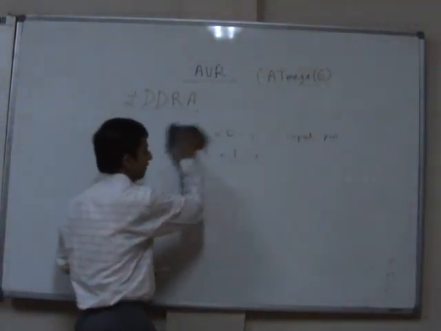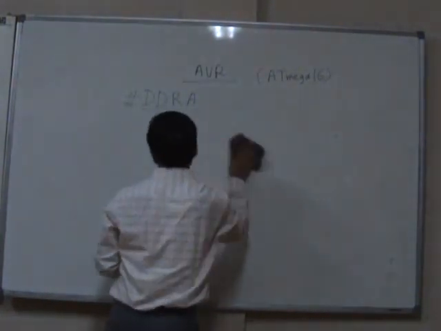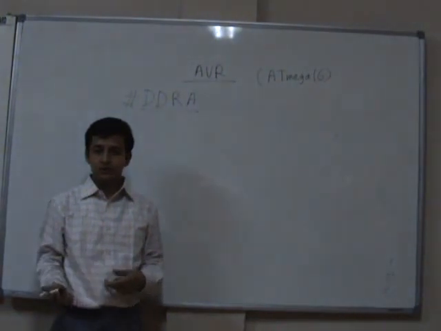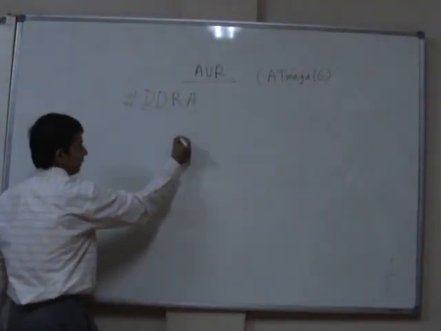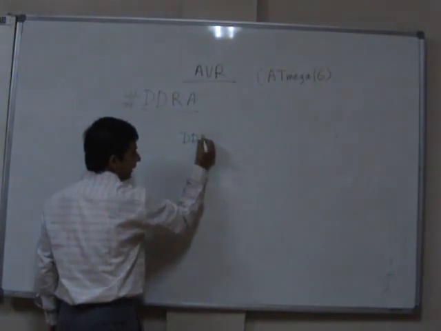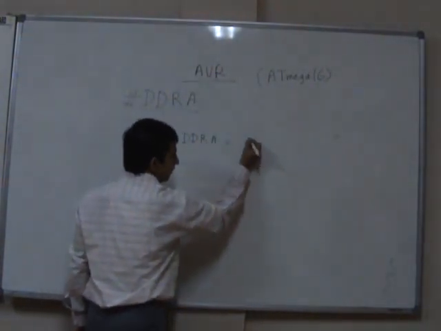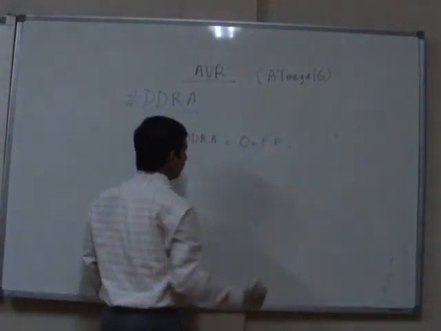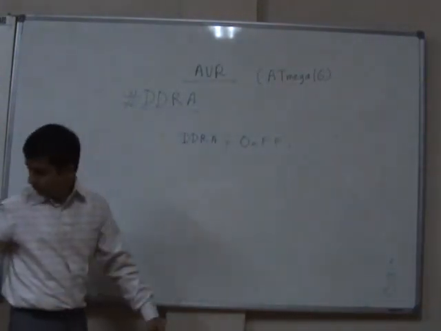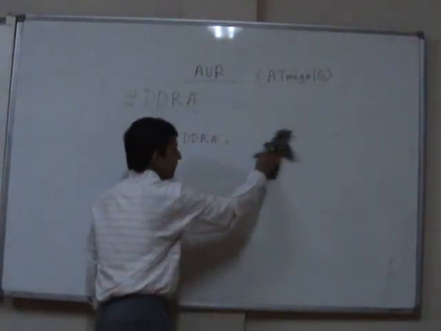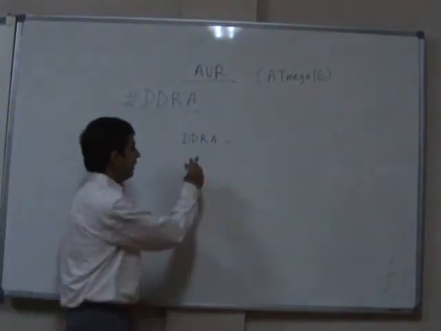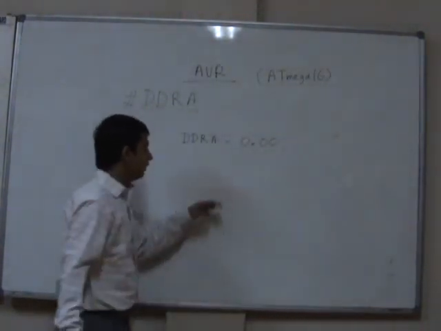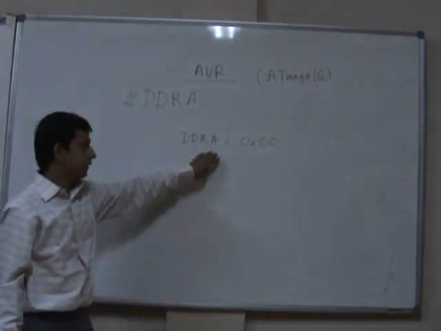Now let us have a look at some examples. If you want to make all pins of port A input pins, then how to write it? Then you will have to write DDRA equal to 0xFF. Sorry, this is wrong. Then you will have to write DDRA is equal to 0x00. This will make all pins of port A input pins.